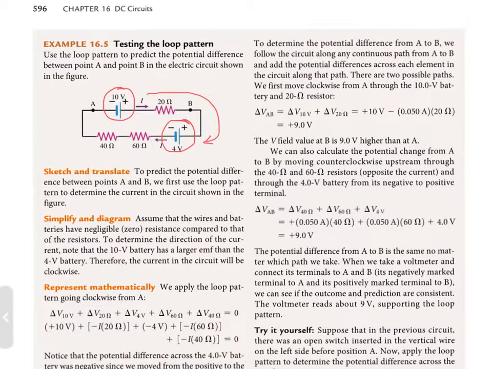So we have to do a little circuit analysis, and we're going to apply Kirchhoff's loop rule to this. It mentions here that to determine the direction of the current, the 10-volt battery has a larger EMF, that's just another way of saying voltage again, than the 4-volt battery. Therefore, the current in the circuit will be clockwise. So mathematically, what does this look like? This is where I'm going to erase some of the stuff and then zoom in.